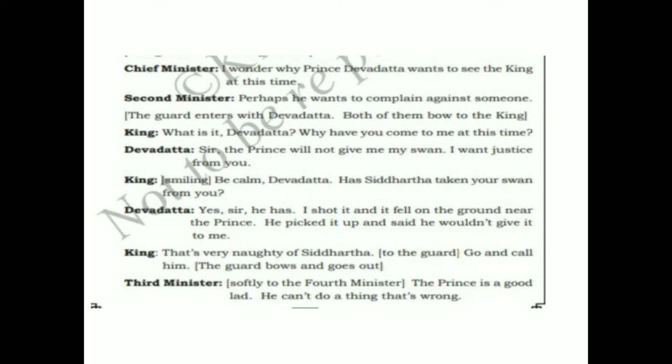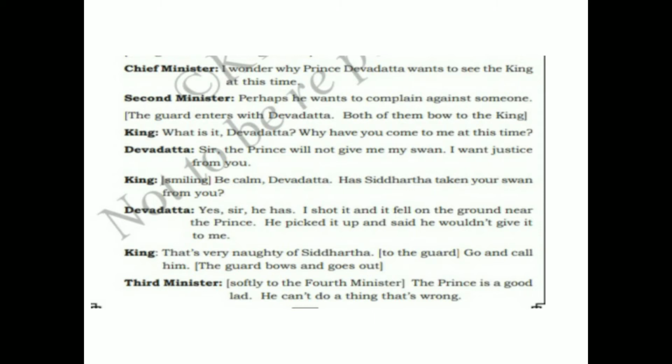The guard is coming now. The guard enters with Devadatta. Both of them bow to the king. They come into the court and bow to the king. The king asks, what is it, Devadatta? Why have you come to me at this time? The king is asking, what is the matter?